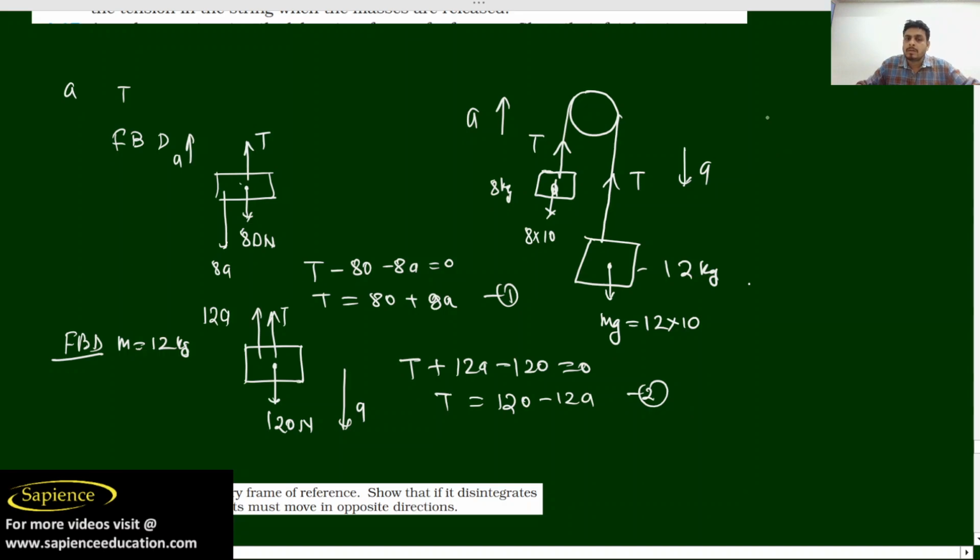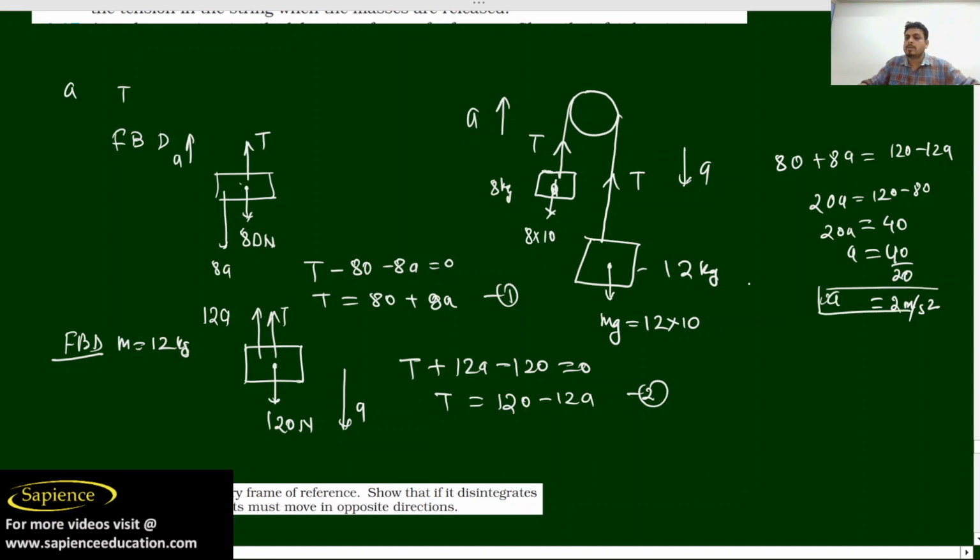So 80 plus 8A is equal to 120 minus 12A. So this will be 20A is equal to 120 minus 80. So 20A is equal to 40, A is equal to 40 divided by 20. So this will be 2 meters per second squared. So you have got the acceleration.